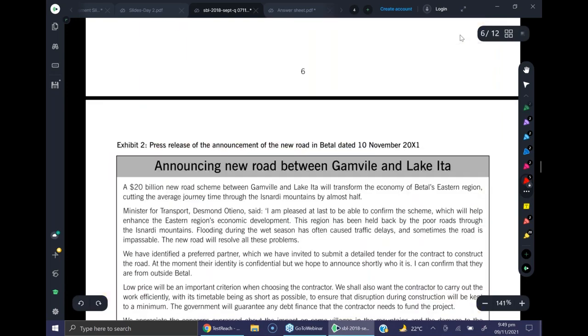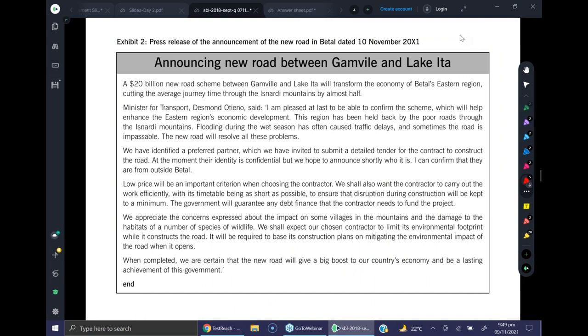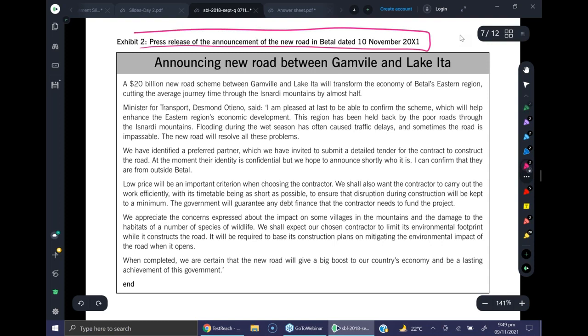Exhibit 2 is a very quick, interesting exhibit, and this is a press release of the announcement of the new road in Beetle, dated 10th November. So I think this information is very relevant to question number 1 because that is about the new road in Beetle. What do you guys say? Maybe. Let's read it first.